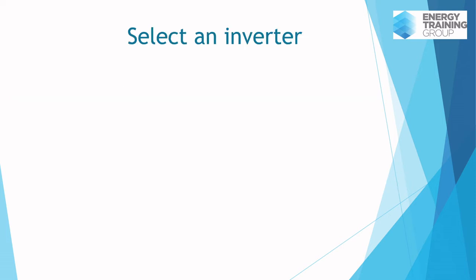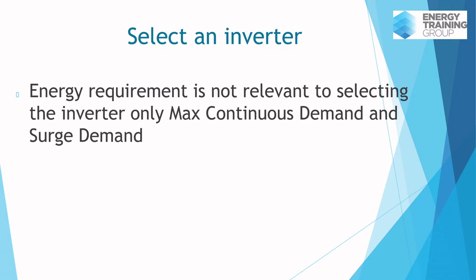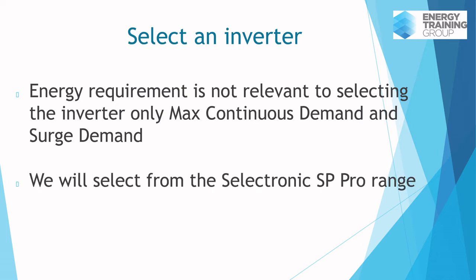So the first thing we want to do is select an inverter. Now this isn't the same order things are done in your design task. So I recommend when you do your design task, make sure you read the whole thing before you start answering questions, so you don't have to redo sections of it. So we're going to select an inverter first. When we're looking at the inverter, our energy requirement is not relevant. We're not worried at this point about how much energy we need to store. We just want to make sure the inverter can output the required current.